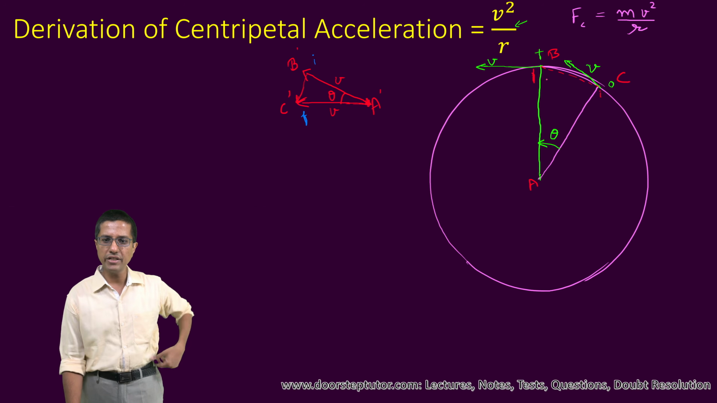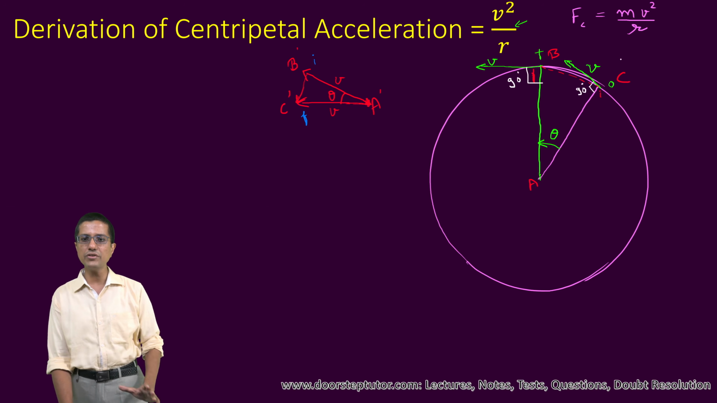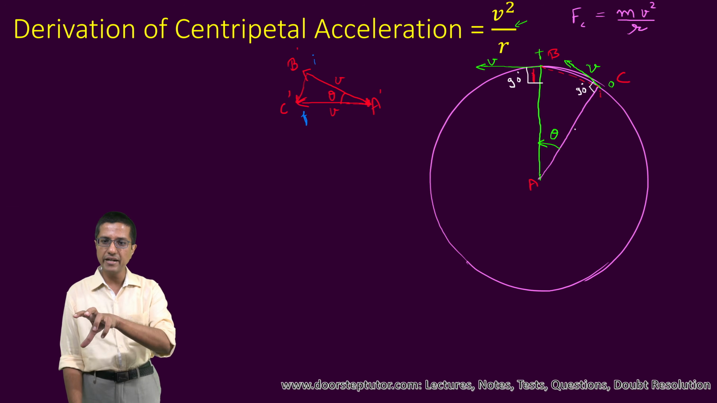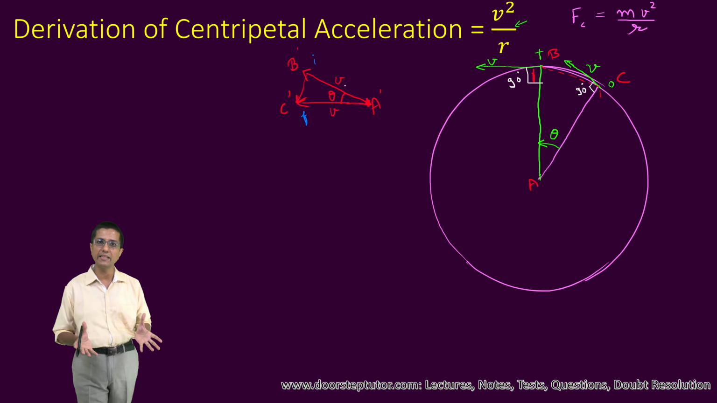Because the velocity vector is tangent to the circle. This is the radius at the point of tangency. So this angle has to be 90 degrees. Similarly, this angle also has to be 90 degrees. And because the velocity vectors are both 90 degrees to the corresponding radius vectors, if the radius vectors are making an angle theta, the velocity vectors also have to make the same angle theta.